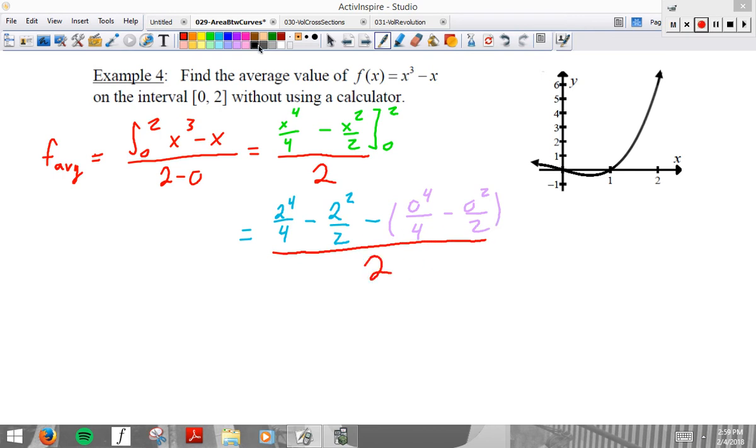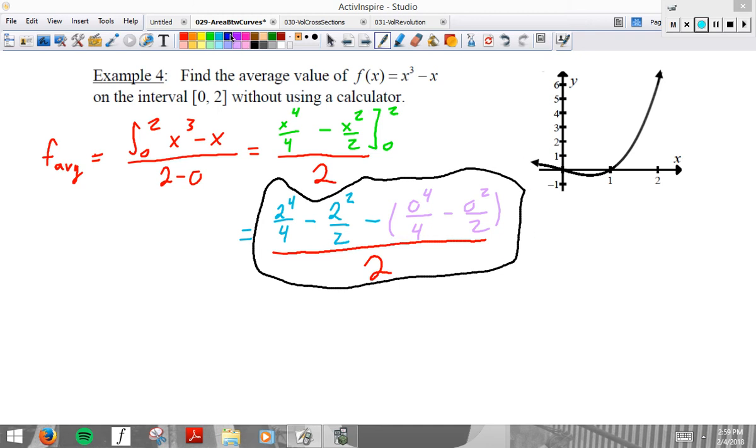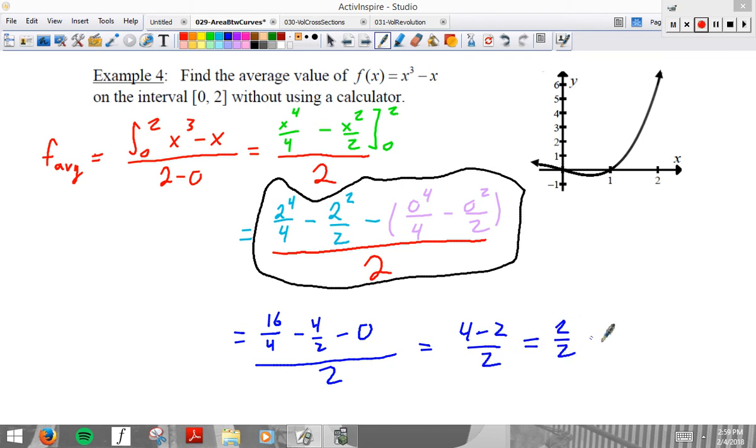And that would be a totally acceptable average value. Now, if you look at example 5, for those of you with the book, example 5 is going to ask us to use this value, so I am going to simplify. That's 16 fourths minus 4 halves minus 0. 4 minus 2 over 2, or just 1. So it says my average y value for this part of the curve is 1.